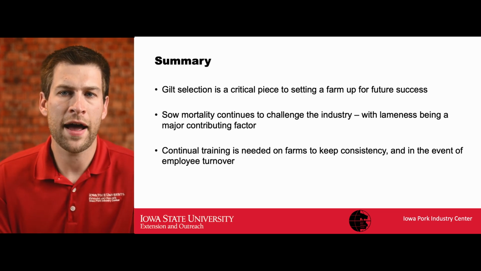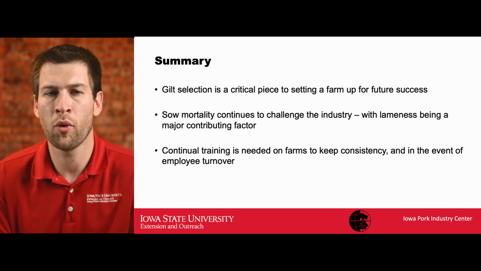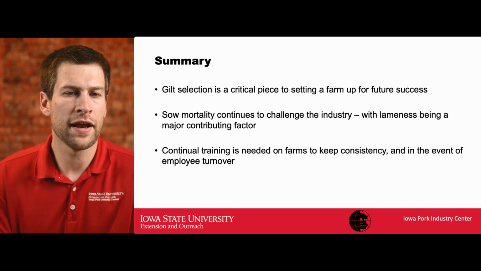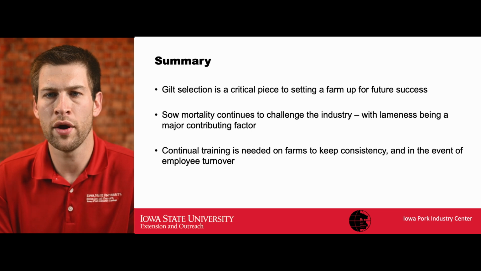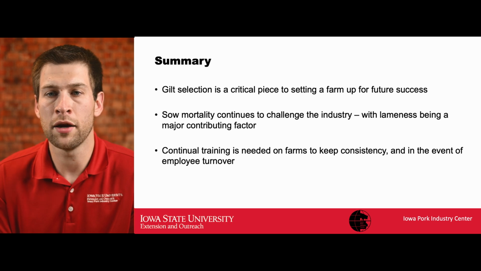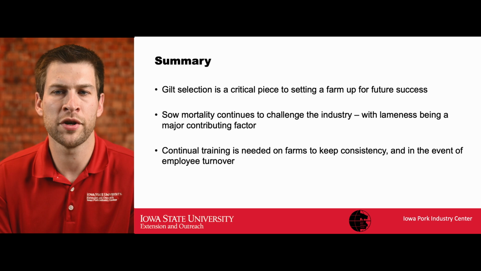We think about sow mortality and the general industry trend that we've seen over the last 10 years, and the fact that lameness still continues to be a major contributing factor, I think only underscores the importance that we need to do a better job of really selecting and identifying those ideal animals to enter the herd. And then, as I said, continual training is needed on farms to keep consistency going. Those people who are in charge of selecting really do carry a lot of weight and an important responsibility. Especially with farms with a higher employee turnover, it's very important to keep the training consistent and make sure that everybody's on the same page as far as what the ideal gilt is that needs to be entering a facility.